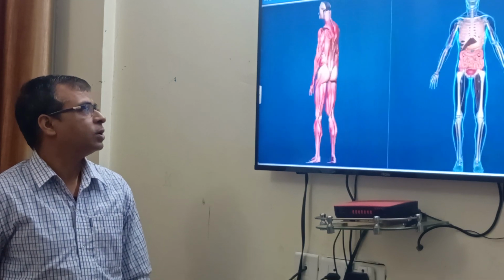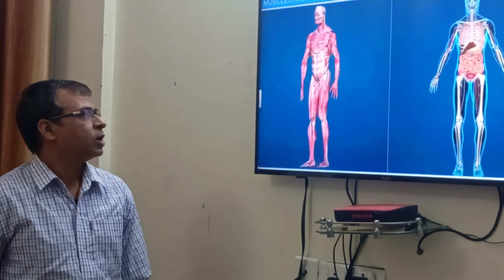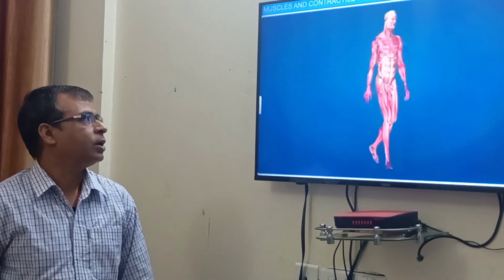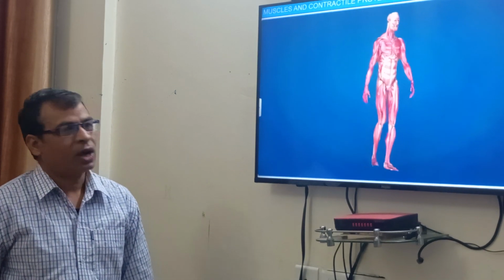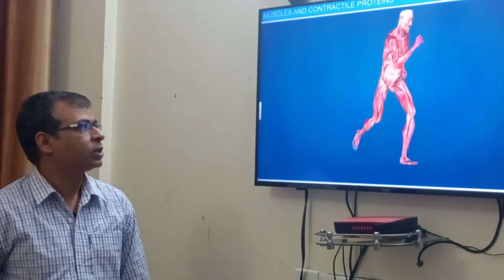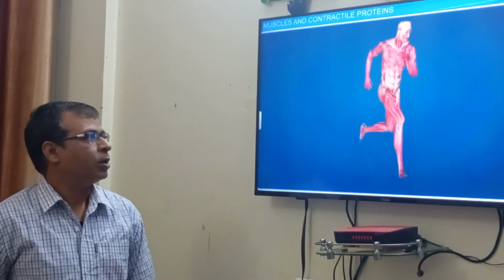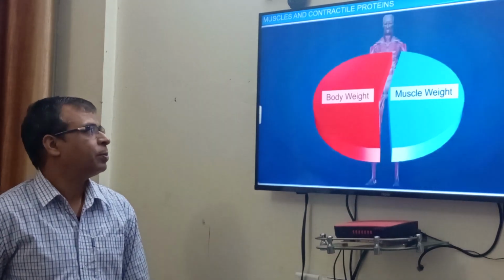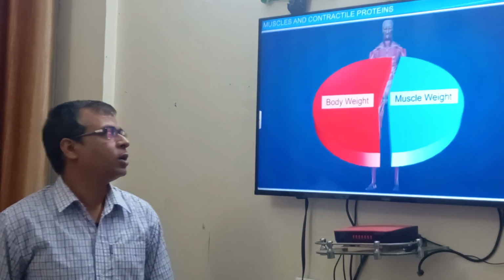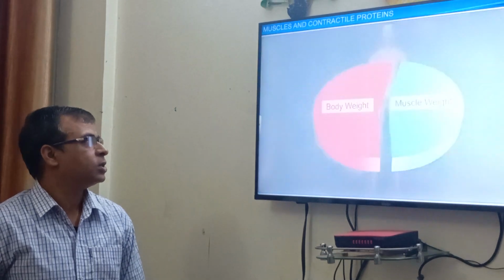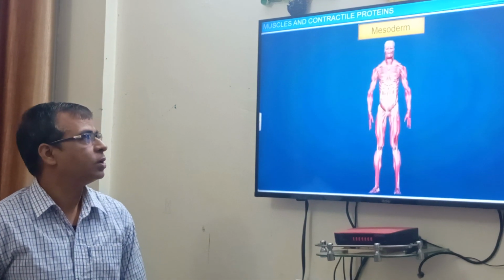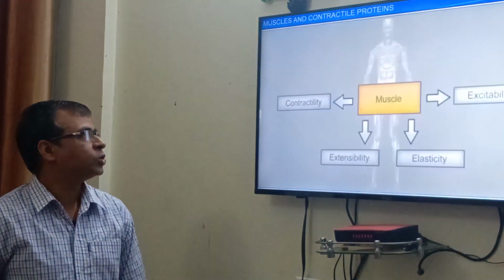Different movements are produced by muscles. We can't bend or walk without muscles, so muscles are important and play an important role. About 40 to 50% of the body weight is made up of muscles. Muscles are mesodermal in origin.